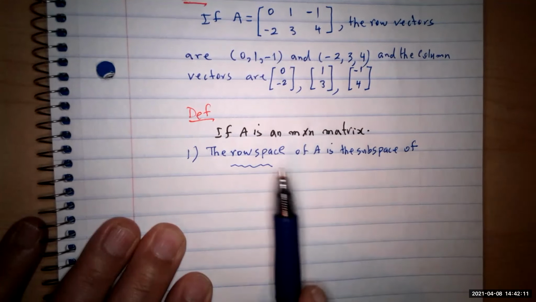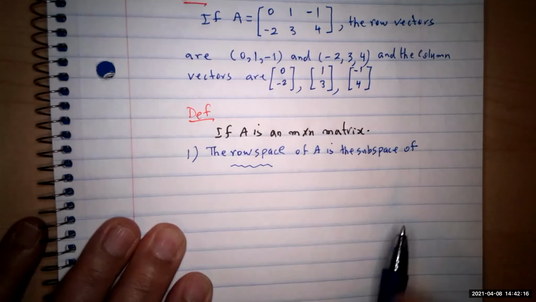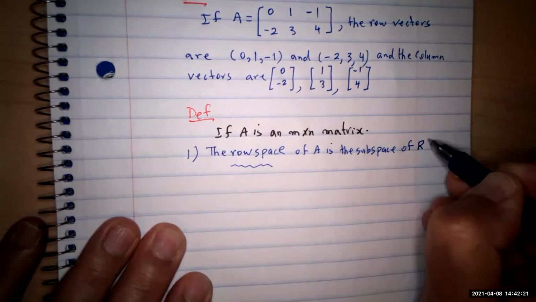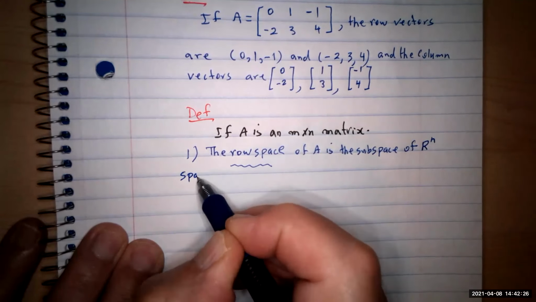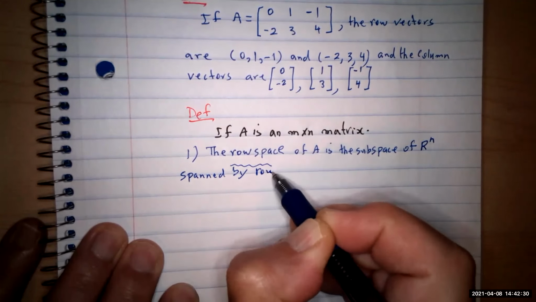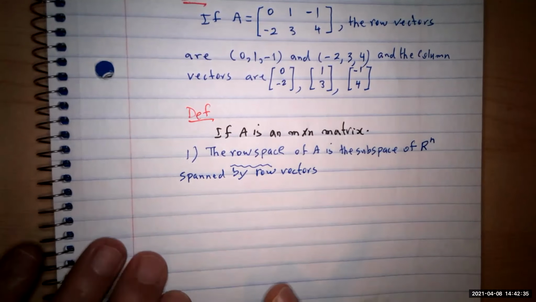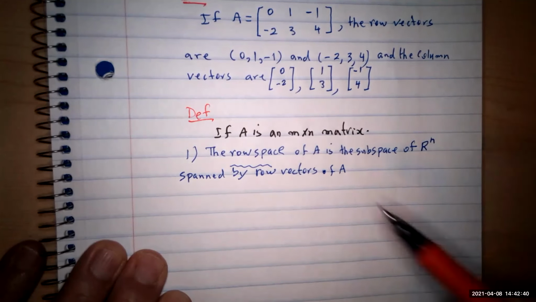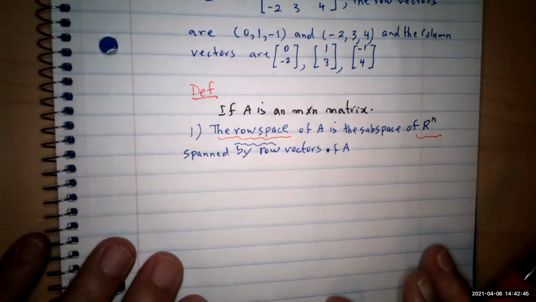The coordinates are 1, 2, 3, 4, 5, 6, so n. So the row space is a subspace of Rn spanned by the row vectors. The subspace spanned by the row vectors of A is called the row space, and make sure you know that this is a subspace of Rn.